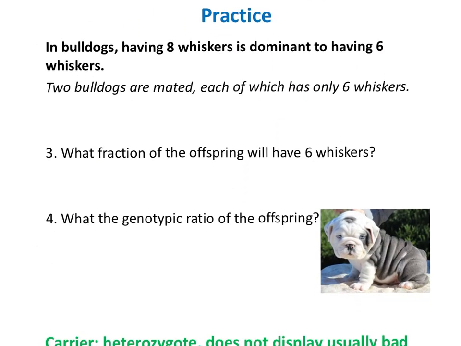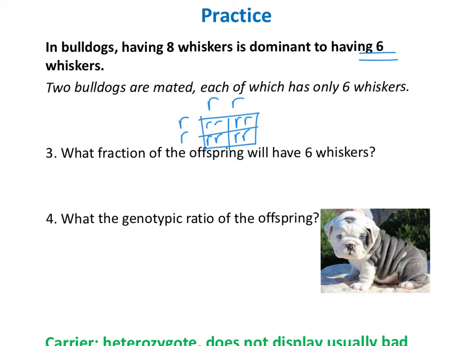Next set. In bulldogs, having 8 whiskers is dominant to 6. Two are mated, each of which has 6. Well, I know that 6 is recessive, so I am going to draw that Punnett square. I'll just pick any letter. And I can see in my Punnett square that all of the offspring will appear the same.